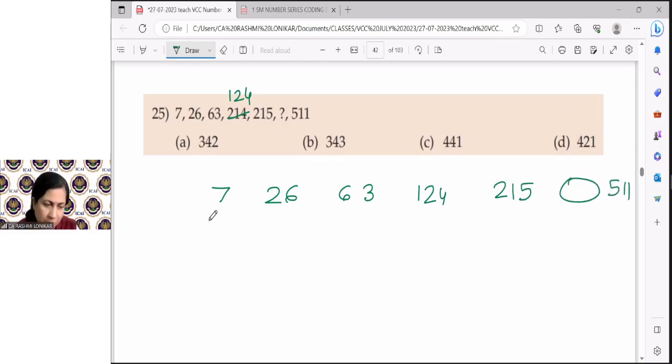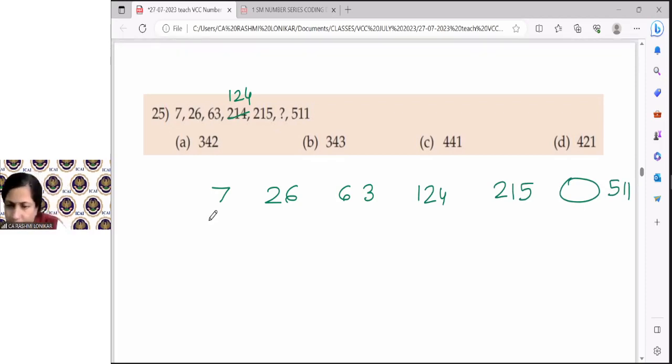Now what is happening here? This is 7, this is 26. So it is nearing 5 square something. 63 means 4 square something. Then 124 means 5 square something. So I feel that this is a question which is either about cubes or squares. Okay. So let me try this.